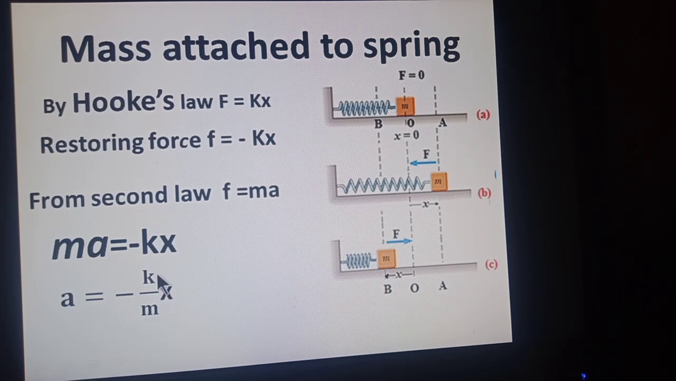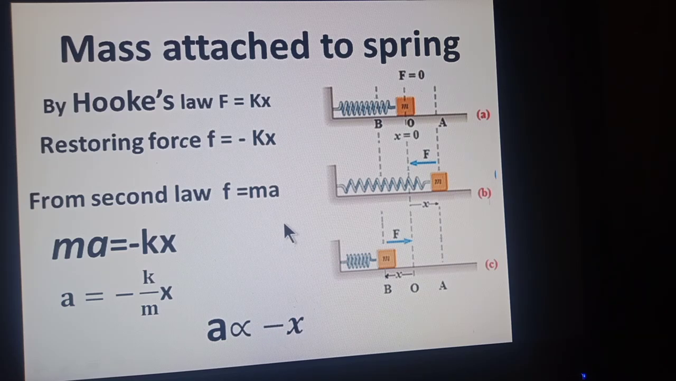Students, since k is the spring constant, spring does not change while the mass is oscillating. m is the mass that also does not change. So these two terms are constant, k and m. So we say that a is proportional to minus x. It is the required condition for simple harmonic motion. So we can say that motion of mass attached to a spring is a simple harmonic motion.